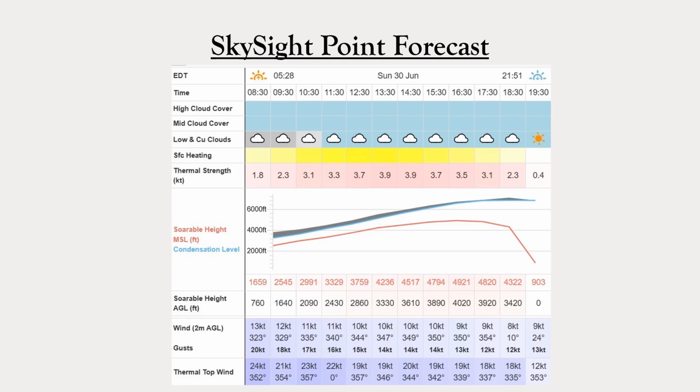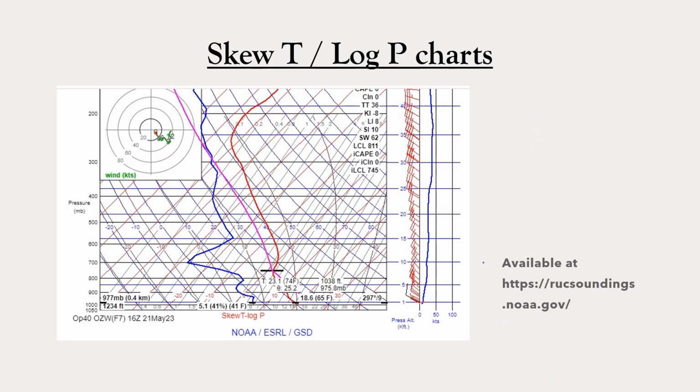A skew-T chart helps us determine what's going on in the atmosphere, or what's predicted to be going on in the atmosphere, at a particular place at a particular time as a function of altitude.